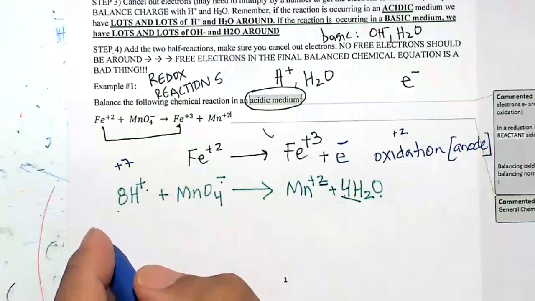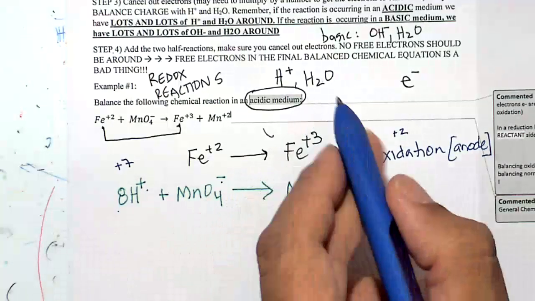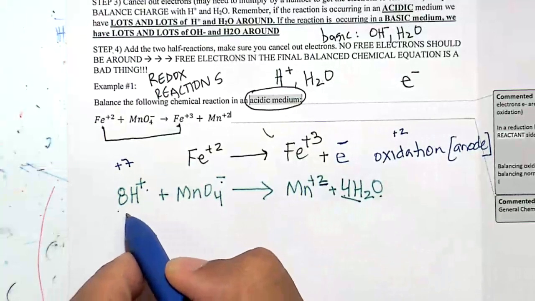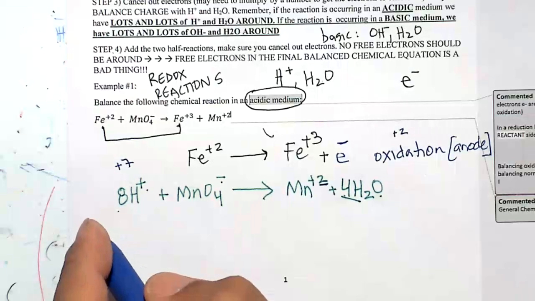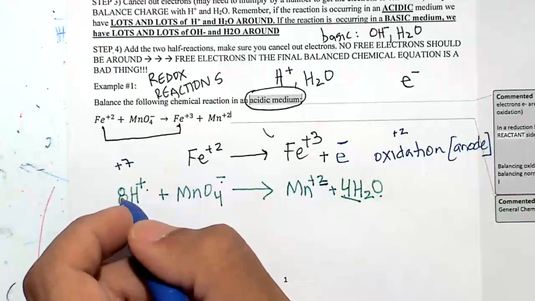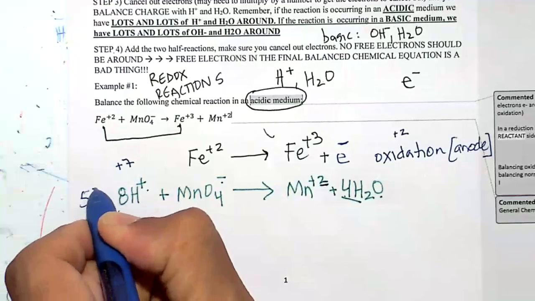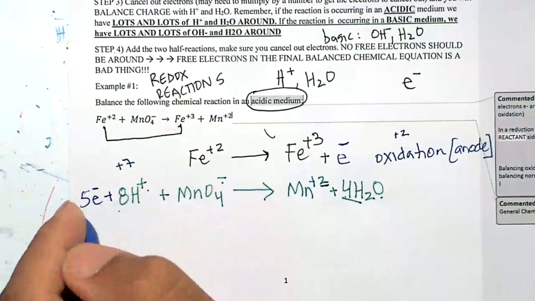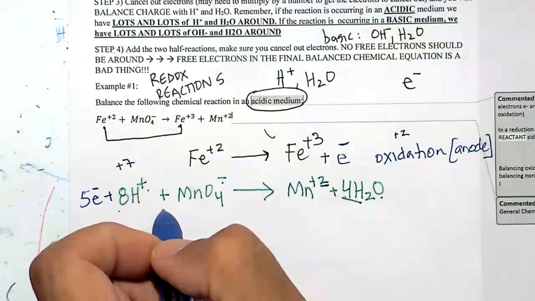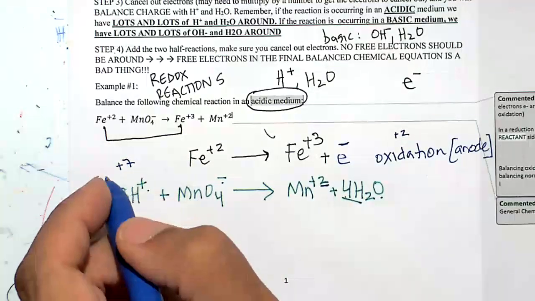So how many electrons and where should I put them? You see here the electrons are on the product side. So where should the electrons be here? They should be on the reactant side because for every oxidation there's a reduction. But how many electrons? Is it 1? Is it 2? Is it 3? It's going to be 5. No, hold on, I'm wrong. 8 minus 1. Yes, it's 5. Okay, 5 electrons.